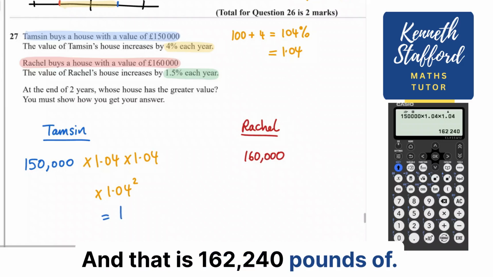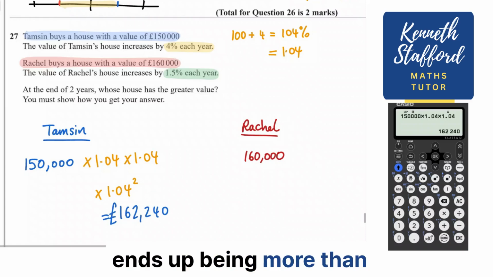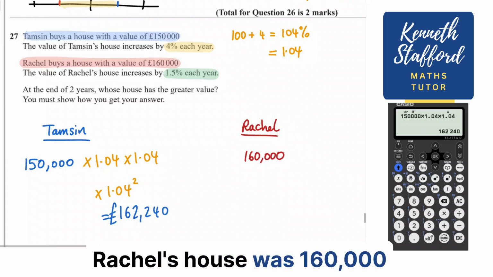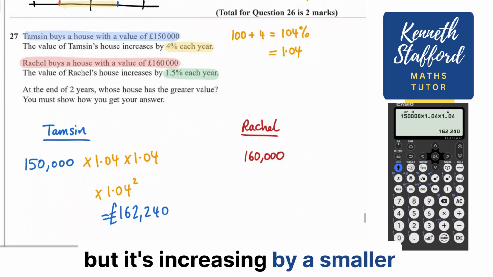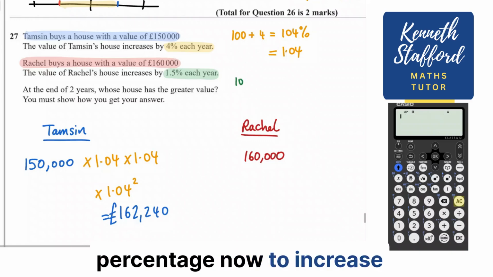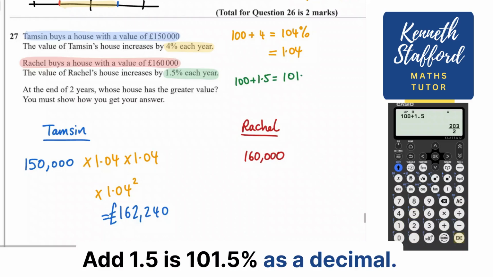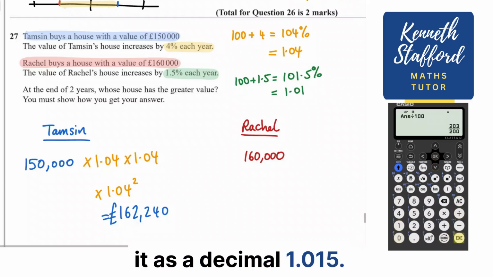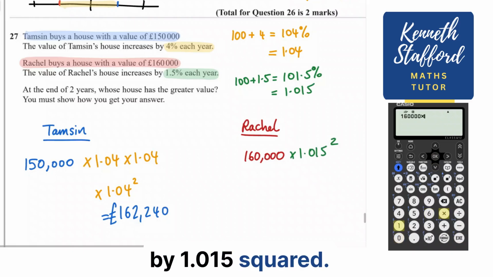And that is £162,240. Okay. And we're going to see if that ends up being more than Rachel's house. Now, Rachel's house was 160,000 at the start, so it seems likely it's going to be more, but it's increasing by a smaller percentage. Now, to increase by 1.5%, 100 add 1.5 is 101.5%. As a decimal, divide it by 100 to get 1.015. So we're going to times 160,000 by 1.015 squared.